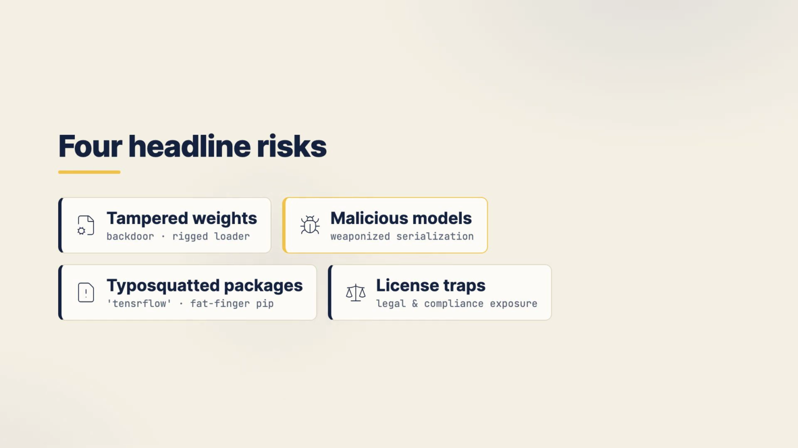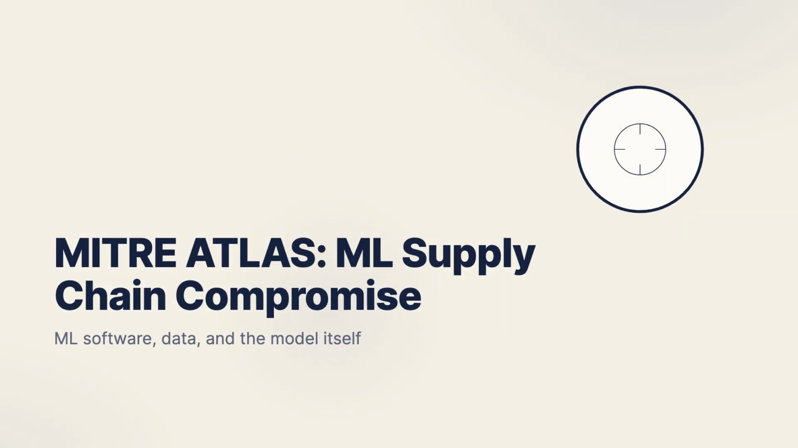No code executes here, but you inherit legal and compliance exposure and possibly a model you'll have to rip out later. Provenance covers your rights, not just your integrity. And if you want the adversary's name for all of this, MITRE Atlas calls it ML Supply Chain Compromise, technique AML.T0010, covering the compromise of ML software, data, and the model itself on the way to you.